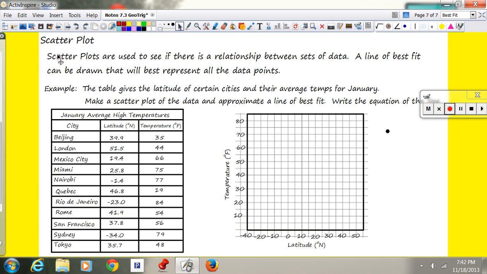Okay, the last one is about a scatter plot. Now I'm going to pause it here in a second, put all the points in so you don't have to watch me put all those in. But a scatter plot can help us see if there's a relationship between the data. A line of best fit can be drawn that represents the data points. So here's an example. The table here gives a latitude of certain cities and their average temperatures in January. I'm going to make a scatter plot. So I'm going to pause it right now. You can make your dots if you're using the blank paper, or you can just wait. But I'm going to pause it and put in the dots.